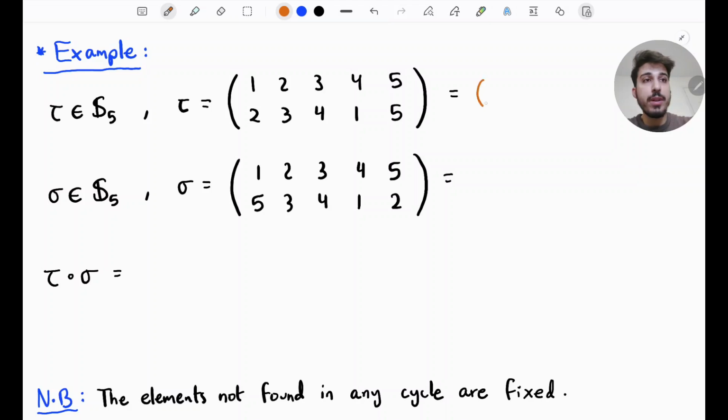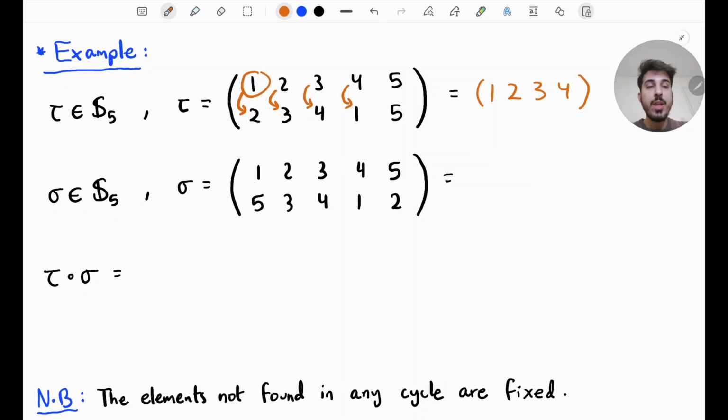We start by opening the parentheses, and we pick any of the elements 1 to 5. Let us pick the element 1. I write 1 here, and 1 is sent to 2 by tau, so I write 2 over here. Now I see where 2 is sent to, and 2 is sent to 3. So I write 3 here. 3 is sent to 4, so I write 4 here. And 4 is sent to 1, so instead of writing 1, I'm just going to close my parenthesis.